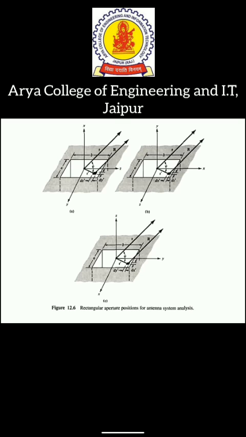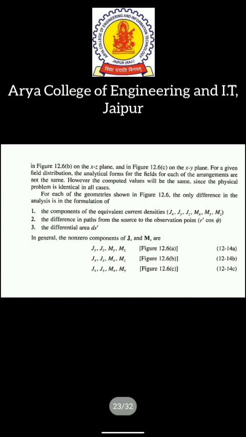I hope you're clear now. For each of the geometries in A, B and C, the only difference in the analysis is in the formulation of number 1, which is the components of the equivalent current densities Jx, Jy, Jz, Mx, My and Mz. We are going to declare them individually.